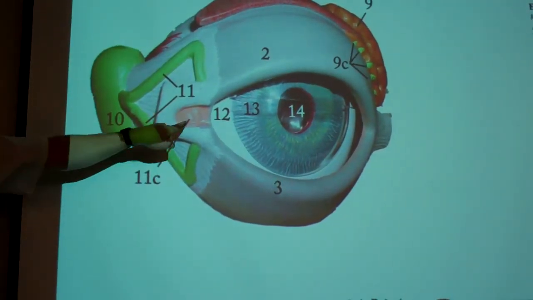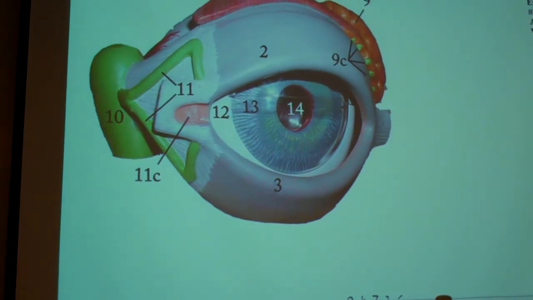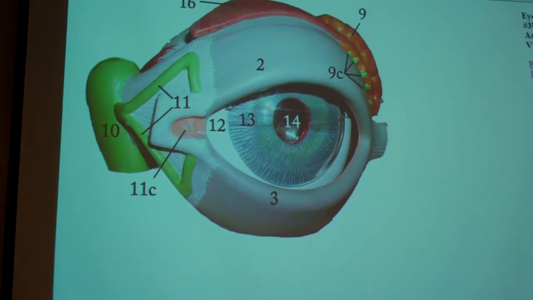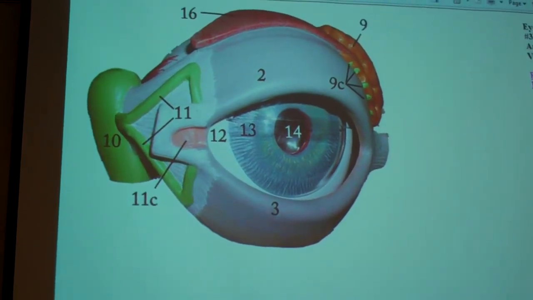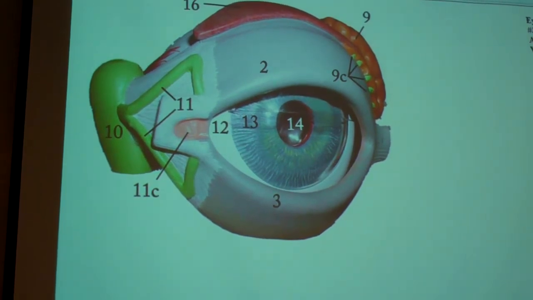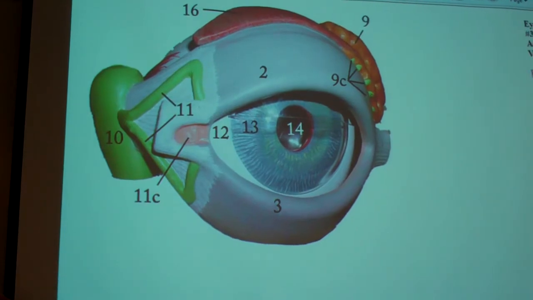What do you call number 11C, the button there in the corner? That's a caruncle. Uncle Caruncle. That's your caruncle. That's where your eye boogers hang out. Or eye sand, or whatever you want to call them. That's where that stuff collects. It's your caruncle. Which one was that? That is 11C. The button in the medial canthus.